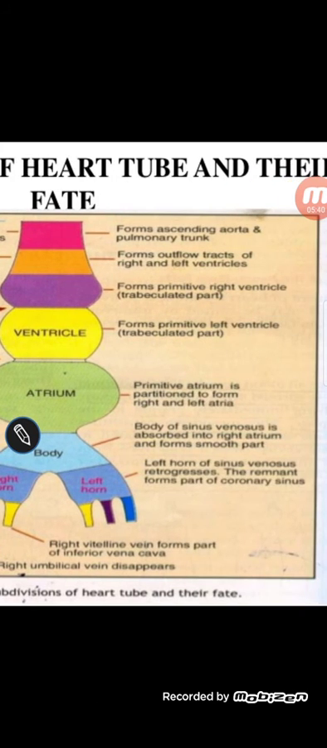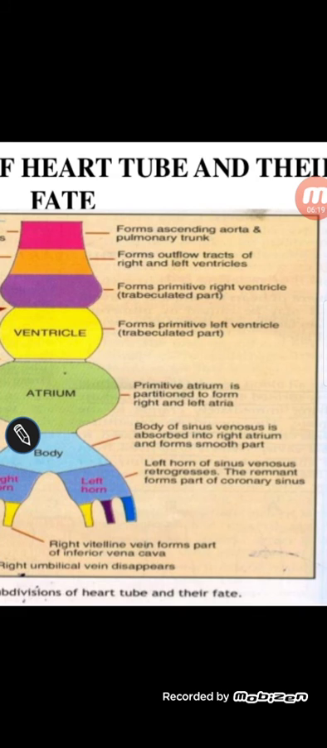Now, what about the left horn of the sinus venosus? The left horn of the sinus venosus regresses, and the remnant will form part of the coronary sinus. The coronary sinus marks the lower boundary of the base of the heart. You should remember that. Above it are present the atria and majorly the left atrium. Whereas the body of the sinus venosus gets absorbed into the right atrium and forms its smooth part.